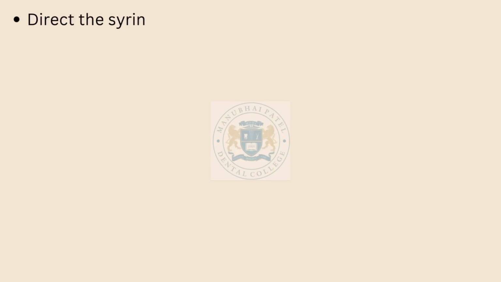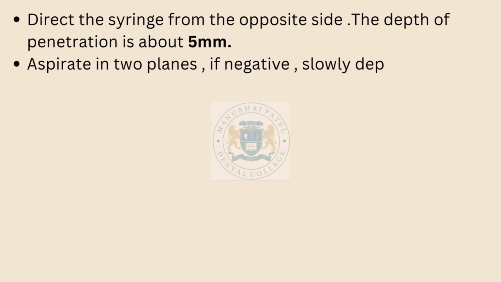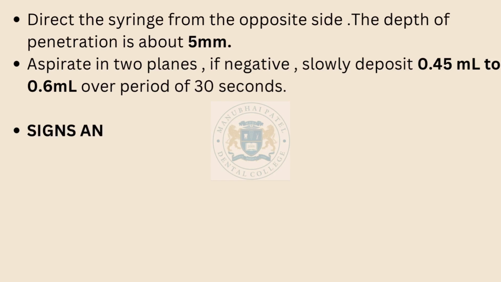Direct the syringe from the opposite side. The depth of penetration is about 5 mm. Aspirate in two planes. If negative, slowly deposit 0.45 ml to 0.6 ml over a period of 30 seconds.